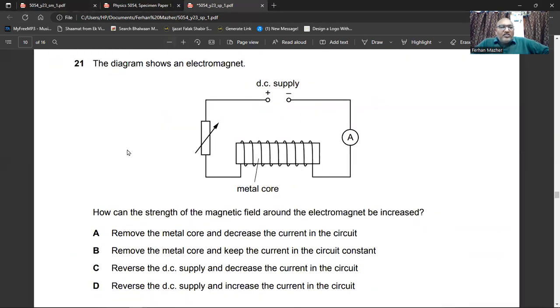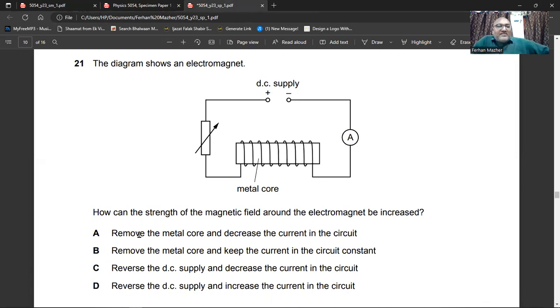Okay, so question number 21. The diagram shows an electromagnet. How can the strength of the electromagnetic field around the electromagnet be increased? You can increase the voltage of the DC power supply. You can reduce the resistance of this variable resistor, so the current will increase in the circuit. So either you increase the power of the DC power supply, or you increase the current flowing in the circuit, or you increase the number of turns of the coil per unit length.